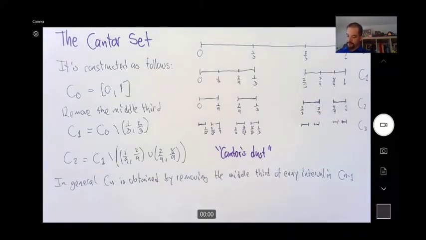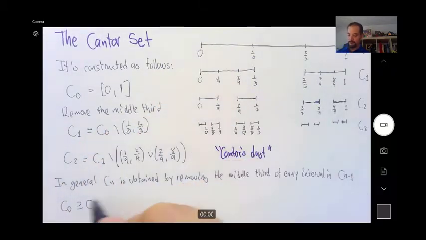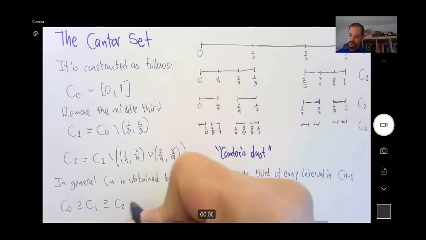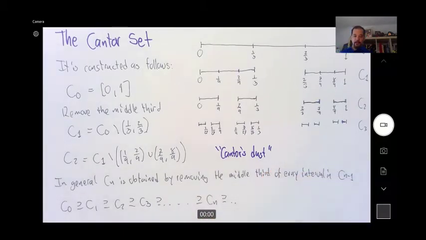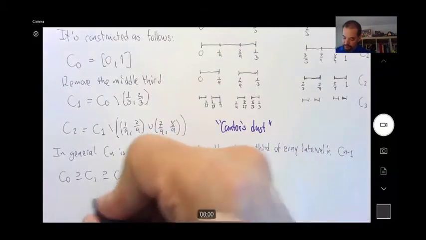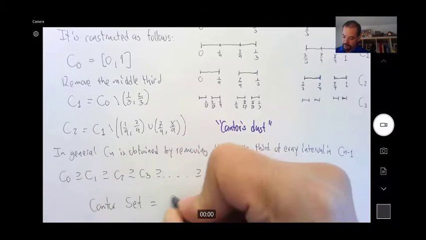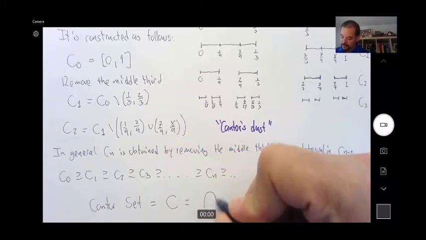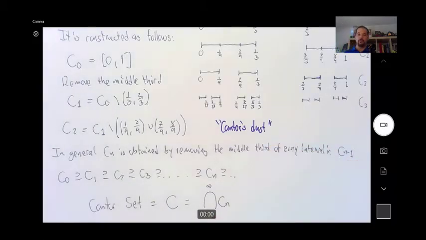Okay, so first let's notice the following. Let's notice that C0 contains C1, right? Of course, because we just removed stuff, which contains C2, which contains C3, etc., right? So we can call C the intersection of all of them. So the Cantor set, we're just gonna call it C, and it will be the intersection of all of these guys, from 0 to infinity. In other words, the points that remain when we do all that removing.